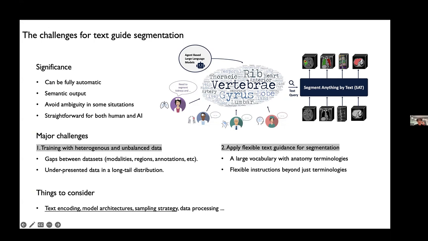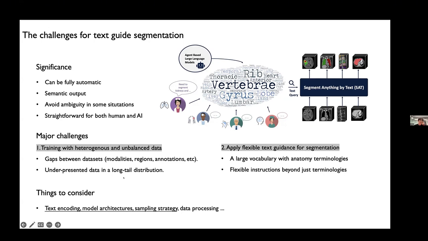And the second one is a unique challenge for text-guided segmentation models because we want the model to be guided with flexible and precise text prompts. So it's actually very difficult. You want the model to understand a large vocabulary with complicated medical terminologies, and the user may also want to use some flexible text prompts other than the medical terminologies. So that's even more difficult.